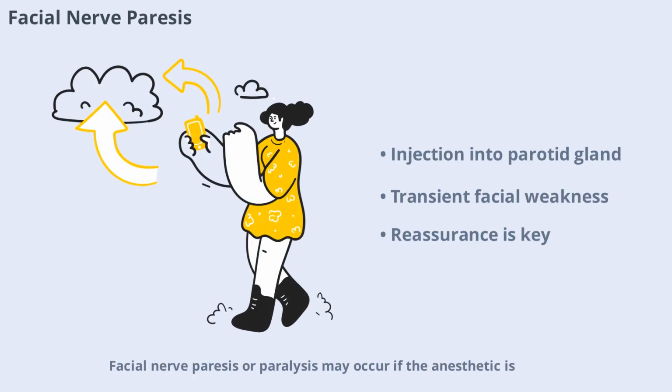Facial nerve paresis or paralysis may occur if the anesthetic is injected into the capsule or deeper lobe of the parotid gland. This results in a temporary loss of motor function on one side of the face. Prevention relies on good anatomical knowledge and proper injection technique. The condition is usually transient, lasting only a few hours, and reassurance to the patient is the mainstay of management.